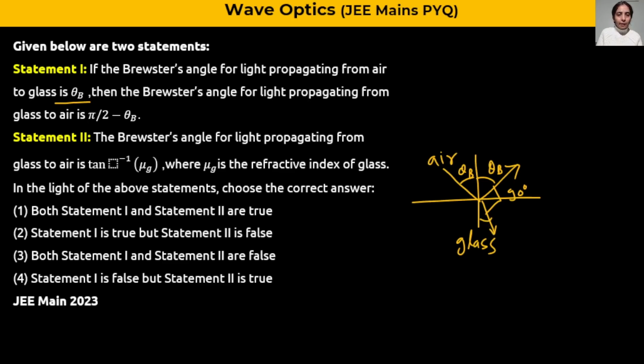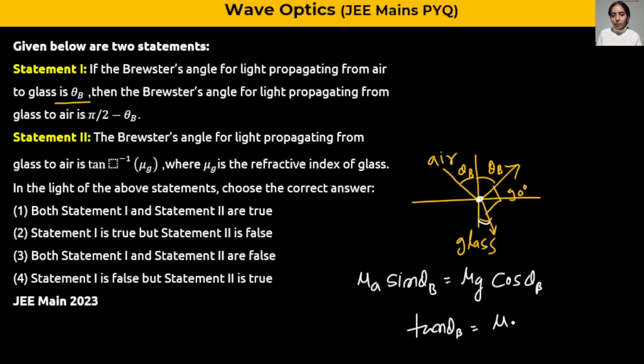Here, if you directly use Snell's law, then you will be writing refractive index of air into sin theta b is equal to refractive index of glass into sine of this angle. This is 90 minus theta b, so cos of theta b it will be, and then you will be getting tan theta b is equal to mu g by mu a. So theta b is tan inverse mu g by mu a.